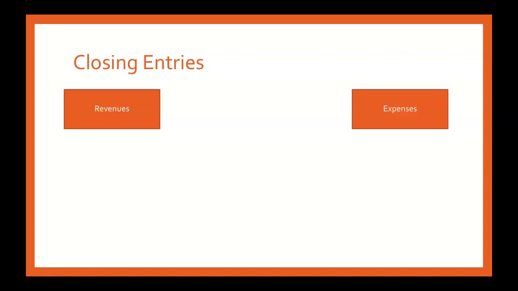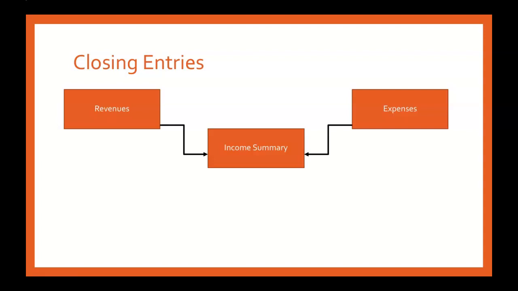So you're going to start off by closing your revenues and then closing your expenses to income summary. So income summary is this new account that pops up here in chapter 4. It's just a placeholder, let's say, where we close our revenues and we close our expenses too. So the first step is to close revenues. Second step is to close expenses.